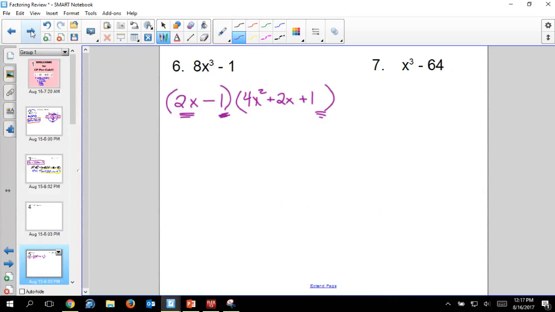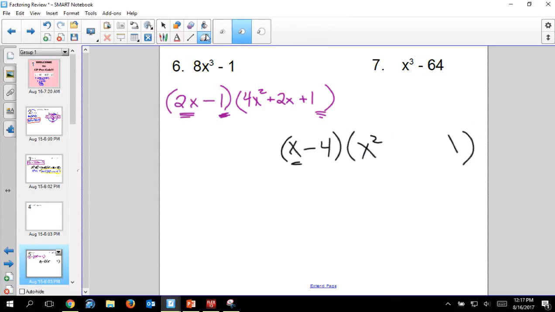All right, how about number 7? Is there a GCF? No. It's a binomial. It's a perfect cubes. What's the cube root of x cubed? It is not 4. X. And then the cube root of 64 is 4. Then in the second parenthesis, we square the first term, so we do x squared. And then the last number, we square the second. So we have 16. Then we multiply them together, 4x.